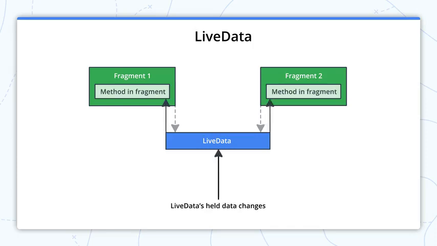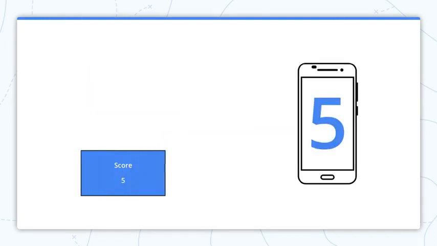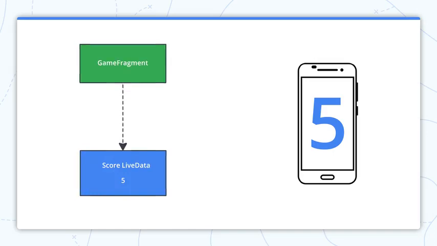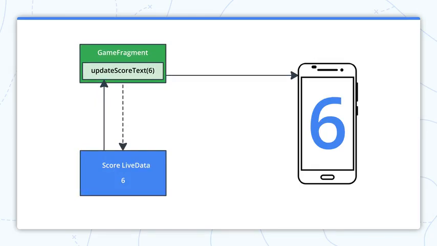Let's go ahead and take our score as an example. We have our score data, and we would wrap it with a LiveData object. The observer would be the game fragment. Now whenever our score LiveData object changes, it'll automatically call a method in the game fragment. In this case, we could have it automatically call update score text, which will then update the UI. So whenever the score changes, we can be sure that the UI will automatically update itself. Because the LiveData is UI data, it's kept in the view model.